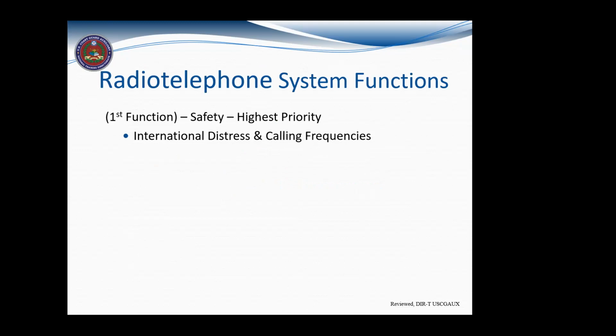Number 1 function is safety. In order to promote safety, each radio system has a designated international distress and hailing or calling frequency. The concept is everyone who has a radio is going to be listening to this frequency. If somebody is in severe trouble, distress, they're going to make it known on this frequency, and everybody else with a radio is going to know. So you're going to maximize your chances of getting assistance.